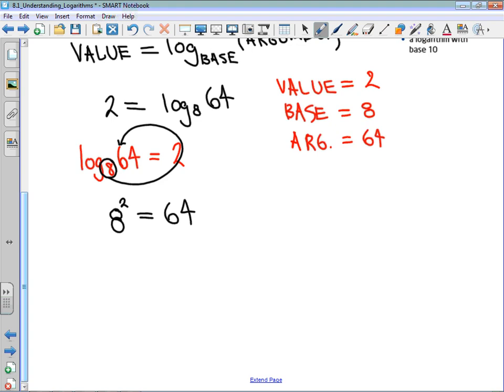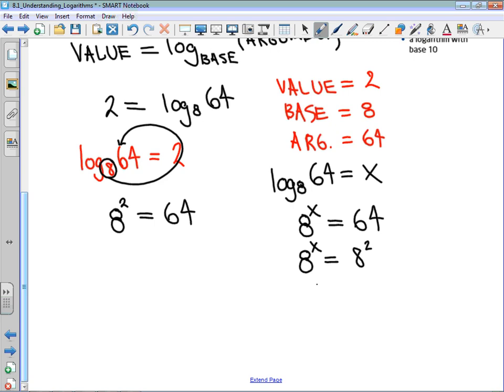Where this gets harder is what if there's an unknown? What if I tell you log base 8 of 64 is equal to, and I'll use x, I suppose. If we switch that into exponential form, this is really saying 8 to the power of x is equal to 64. Using our 7.3 technique, we could say that 64 is the same thing as 8 squared, therefore x has to be equal to 2.